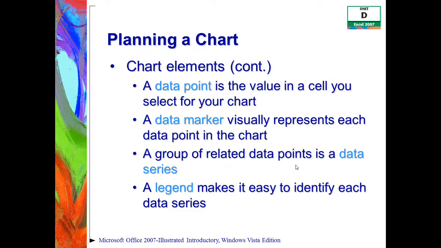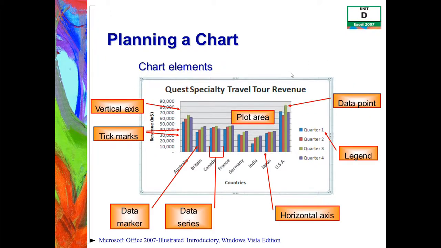Of course, we have data points, which is the value in a cell that you select for your chart. A data marker visually represents each of the data points in the chart. A group of related data points is what we call a data series, and a legend makes it easier to identify each data series.